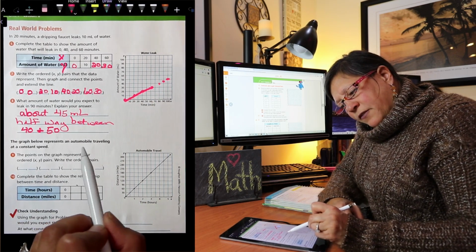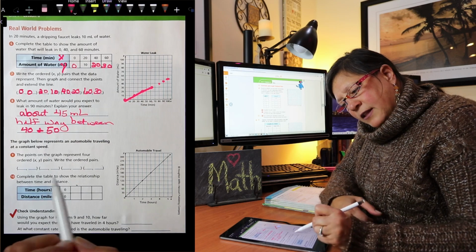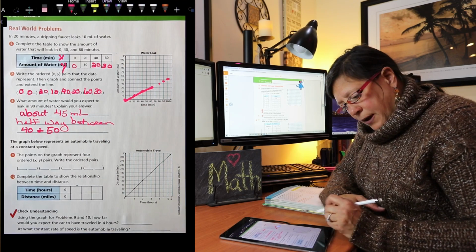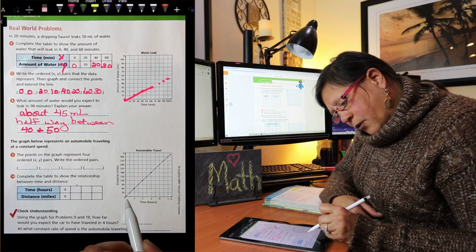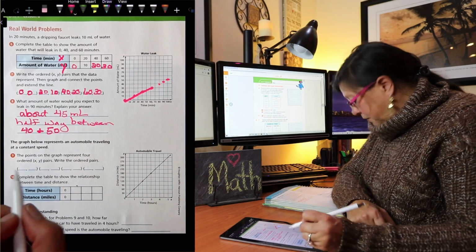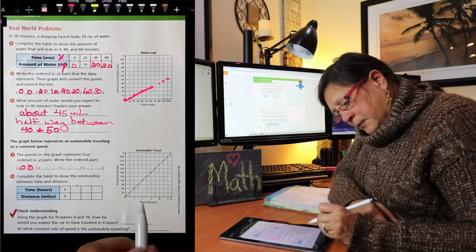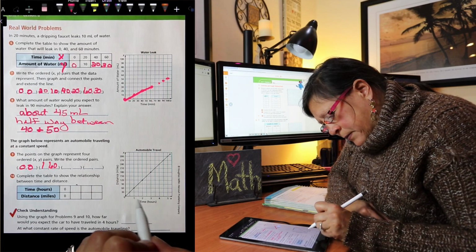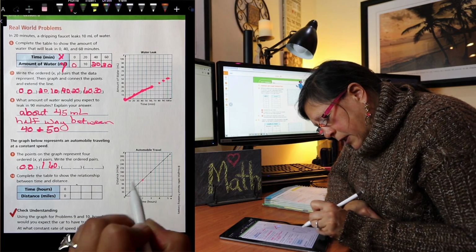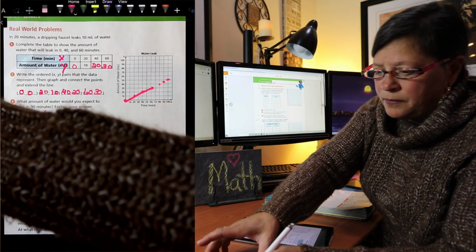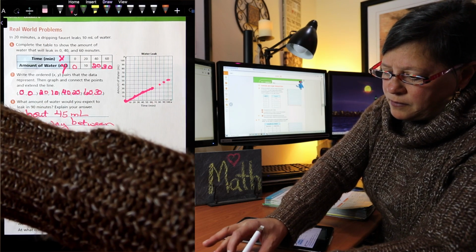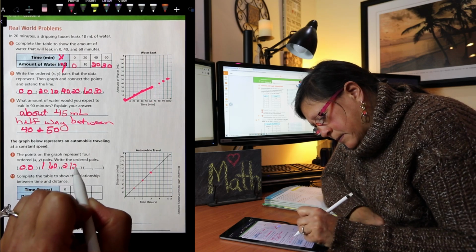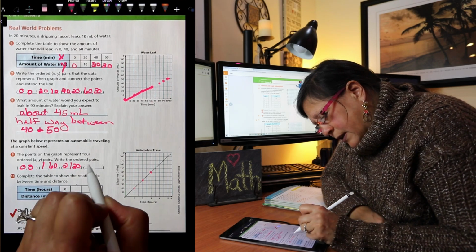The graph below represents an automobile traveling at a constant speed. The points on the graph represent 4 ordered XY pairs. Write the ordered pairs. So we're just going to look at the graph. Of course, we always start with our 0, 0. Okay, and then over 1, 60. And then the next, I'm going to make these a little bigger so you can see them. Okay, and over 2, 120. And at 3, it's 180.